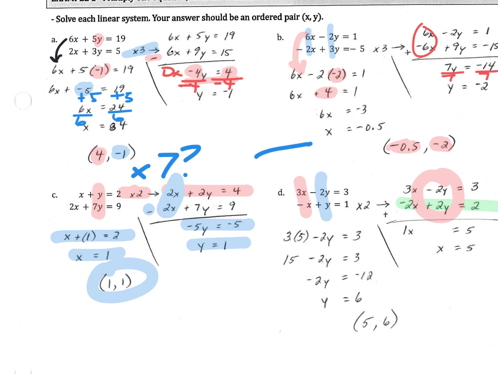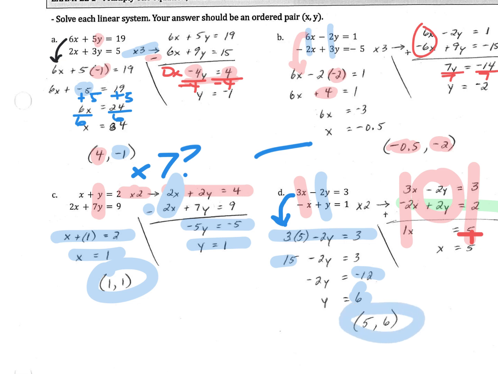So when I add all of my columns, I get 1x equals 5. When we divide both sides by 1, I get 5 for x. Come back and plug that in right here. 3 times 5 minus 2y equals 3. Remember, that came from our first equation. 3 times 5 is 15. If I subtract 15 on both sides, I get negative 12. Divide by negative 2, I get 6.